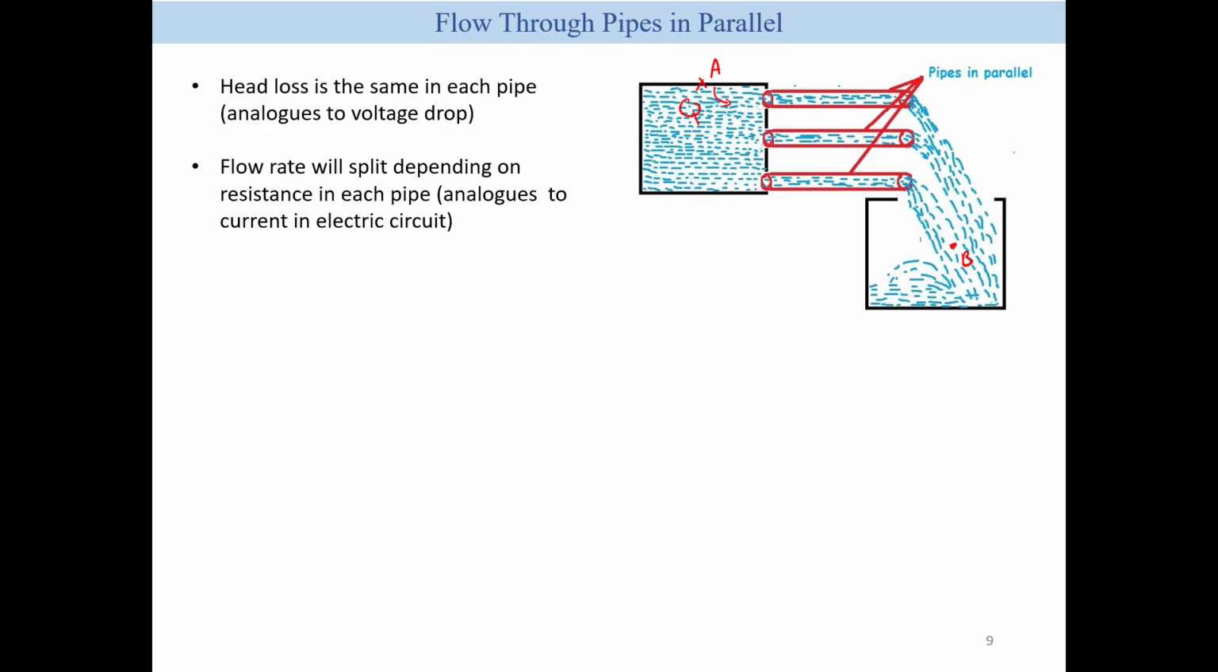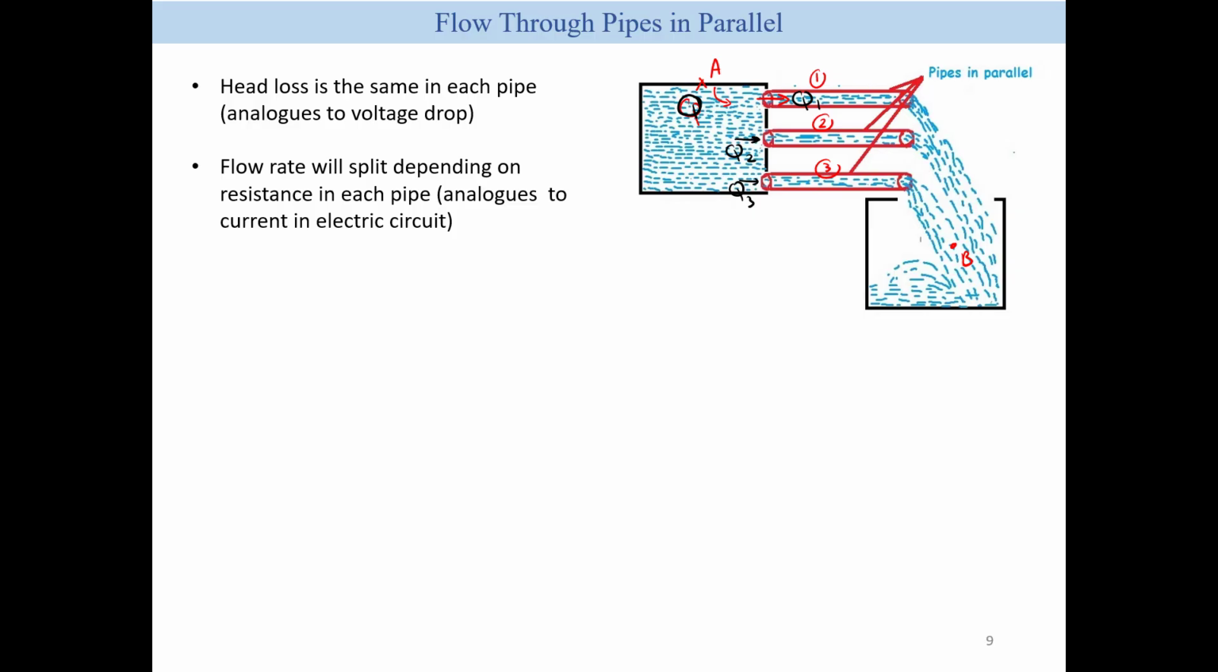Let's call it Q. As we can see, if that's pipe 1, 2, and 3, the flow rate is going to split into Q1, Q2, and Q3 through each pipe. So those pipes, 1, 2, and 3, they're pipes in parallel. So what's the relation of the head loss between each one of those, and how do we prove it?